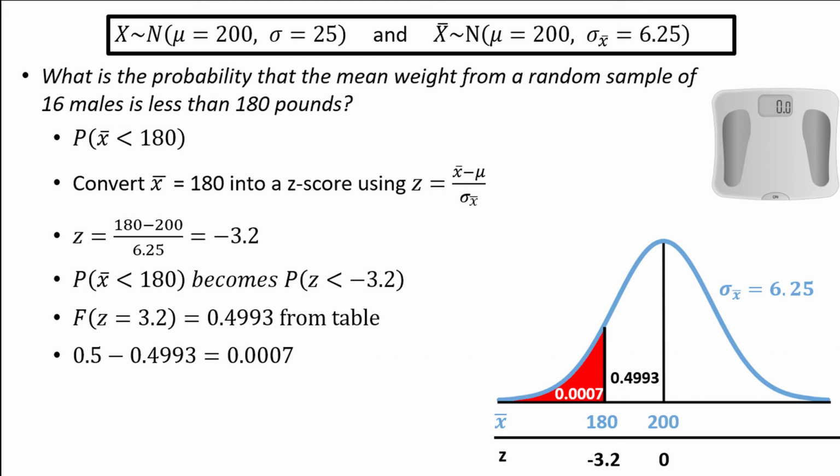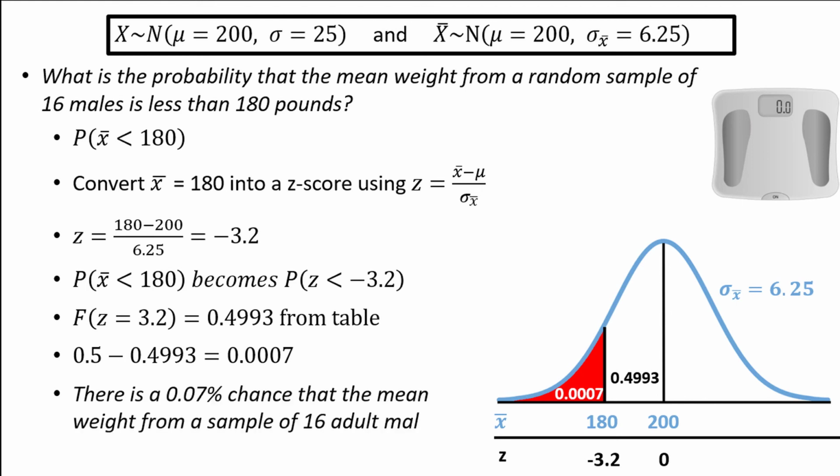Note that this distribution is not drawn to scale. The shaded area should be very tiny. There is a 0.07% chance that the mean weight from a sample of 16 adult males is less than 180 pounds. Wow, that's quite a bit smaller than the probability of 21.19% when we only considered one adult male.